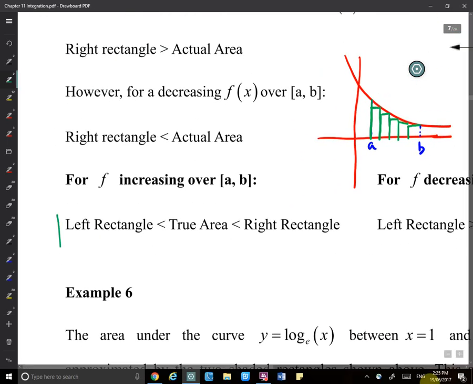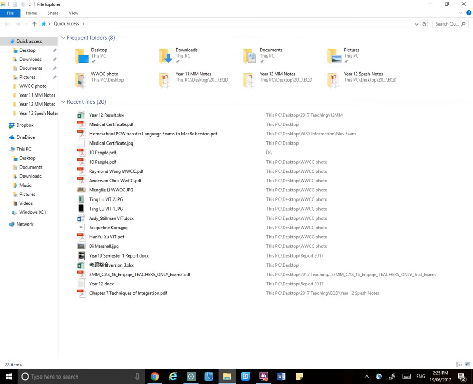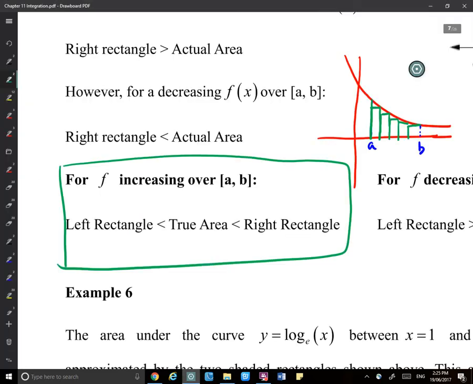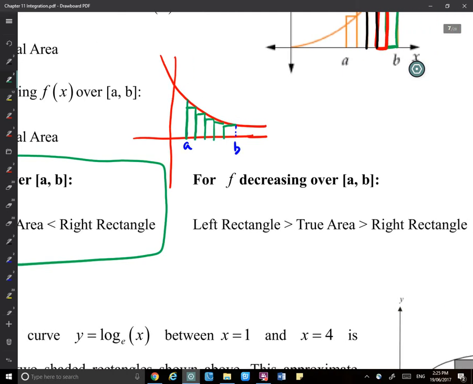Okay, so therefore the conclusion is here. For f(x), if it's increasing, the left-hand side rectangle is smaller than the actual area, which is smaller than the right-hand side rectangle. If f(x) is a decreasing function, then the left-hand side rectangle is the biggest, and the right-hand side rectangle is the smallest. Middle is the true area. So for decreasing and increasing, it's totally different.